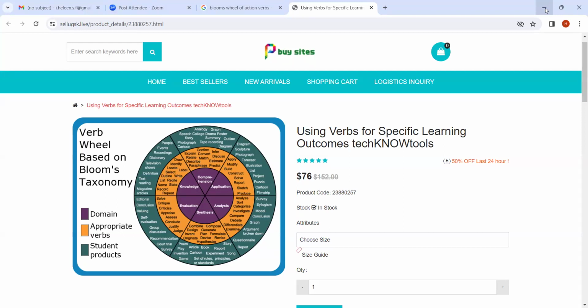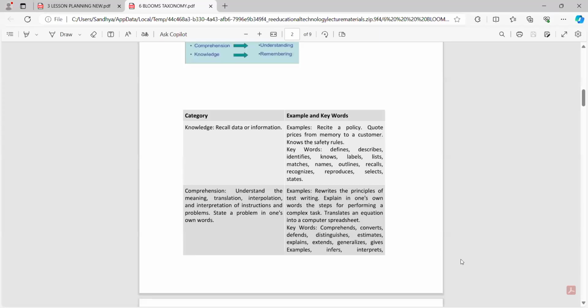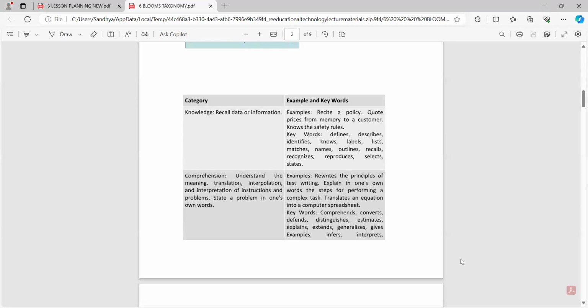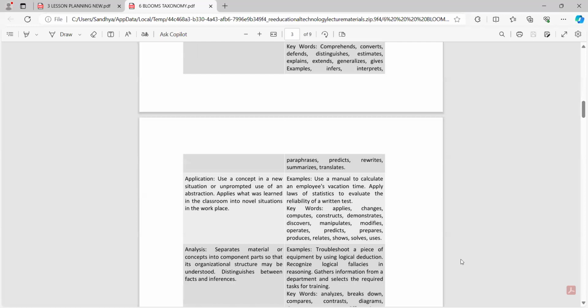Right. So we discussed up to 2. Always it's easy if you can look at LOT and HOT: LOT in one set, HOT in another set. Okay. Right. So application: use a concept in a new situation, or unprompted use of an abstraction. It applies what was learned in the classroom in a novel situation.